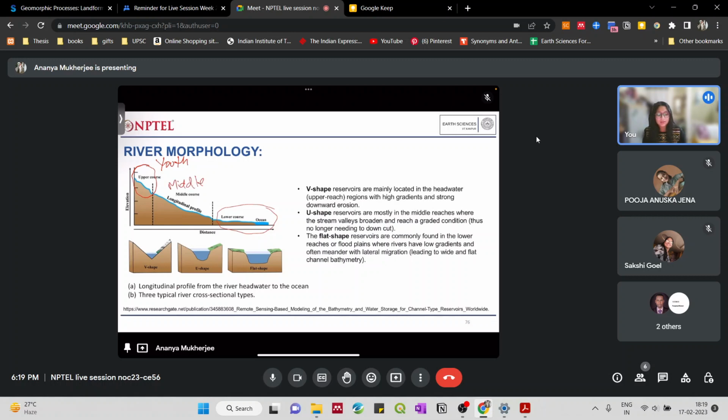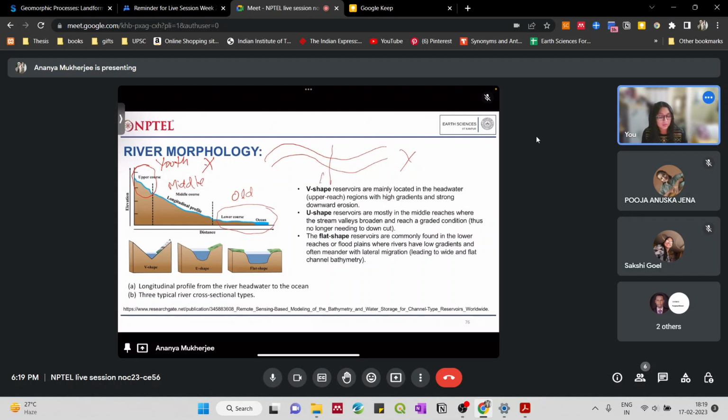Okay, and then you have the lower course, which corresponds to the old stage or the mature stage of the river. Okay, now below you can see there are different kinds of cross sections if we take. So suppose the river is going like this. Okay, so the longitudinal is how it looks from point X to Y. Okay, when we consider a cross section, we take it across the river channel.